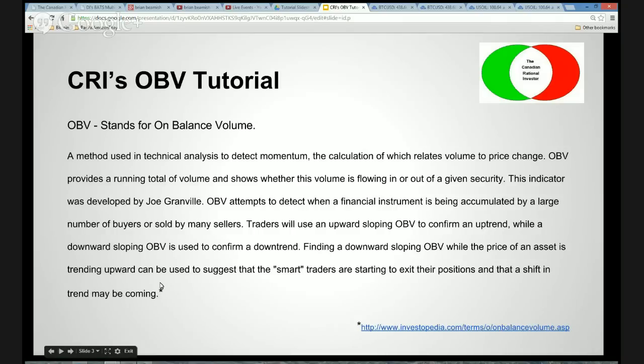As always, I like to make reference to my textbook definitions, so you'll see that I have a nice little link here to Investopedia. If you'd like to learn more about OBV and this particular study or other volume studies, I highly recommend that you go into the site and do some digging on your own. Lots of information to learn. All right, moving right along.